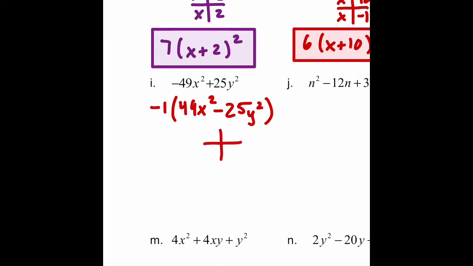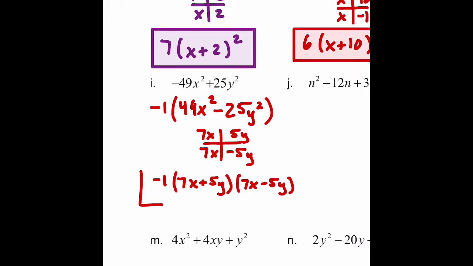And so then I can go through the t-chart here, 7x and 7x. That gives me 49x squared, 5y, and negative 5y. That'll give me negative 25y squared. And then if I were to take the cross products here, I'd end up with negative 35xy and positive 35xy, which would give me that 0 in the middle that I'm looking for. And so I get negative 1 and 7x plus 5y and 7x minus 5y.